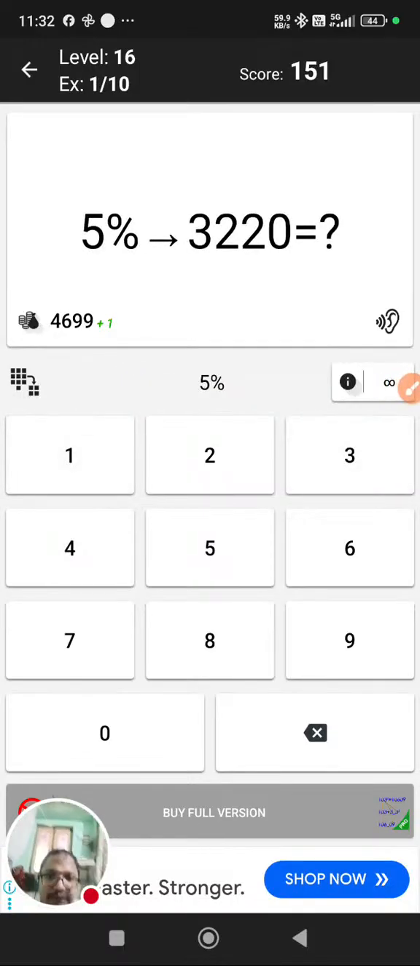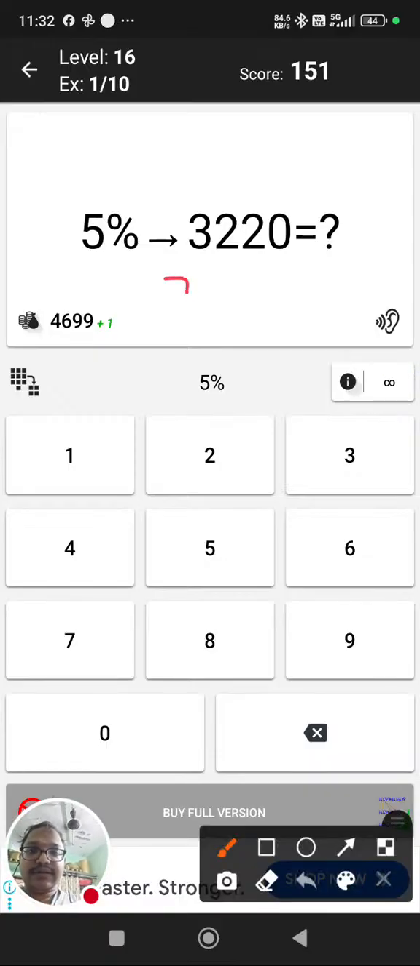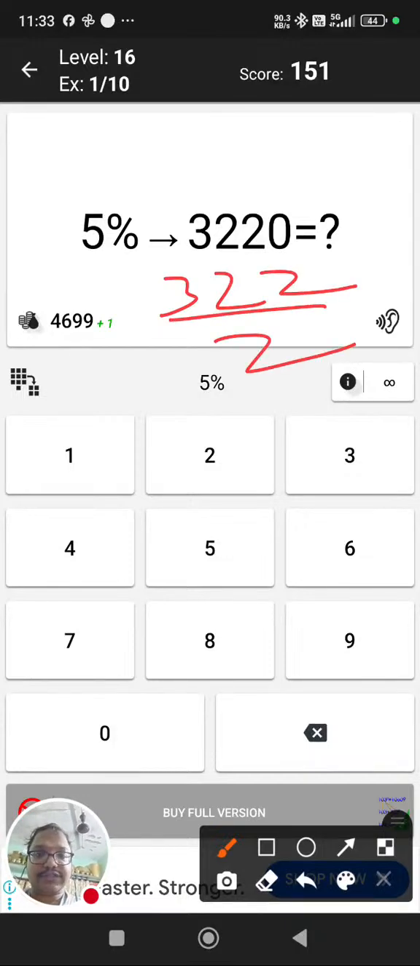Okay. Next, 5% of 322. We see 10% value, which is 322, divided by 2 will be the 5% value. 161 is the answer.